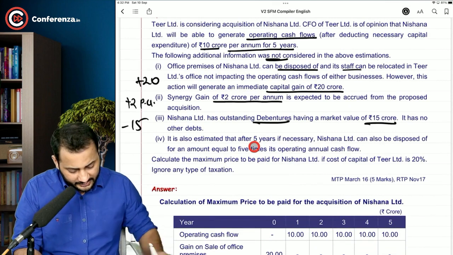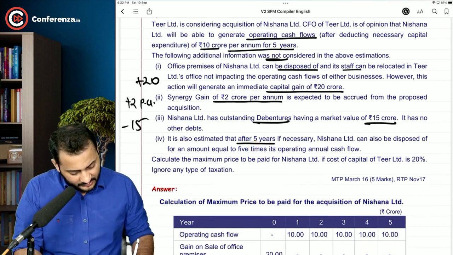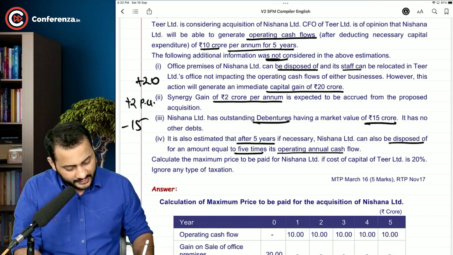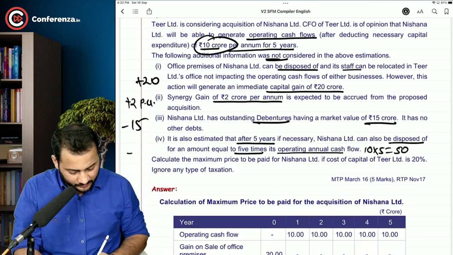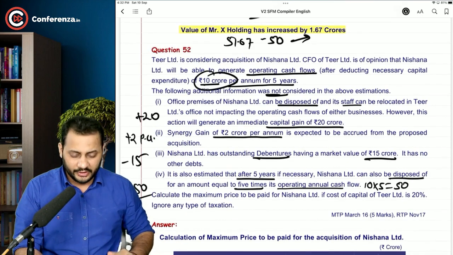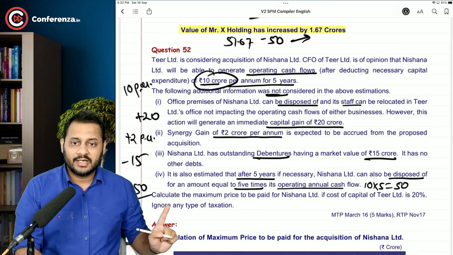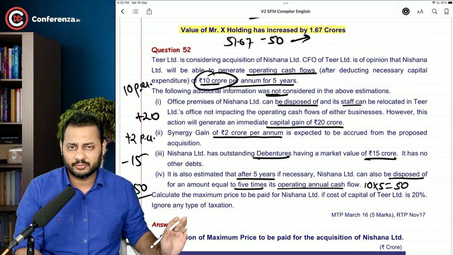It is also estimated that at the end of the 5th year, that means 5 years, if necessary, Nishana Limited can be disposed of for an amount equal to 5 times its operating annual cash flow. 10 into 5; 10 crore was the operating cash flow. So we can dispose this company at 50 crore. So in total, we have this much of the cash flows to consider. Calculate the maximum price to be paid for Nishana Limited if cost of capital of Tir Limited is 20%. Ignore any type of taxation.